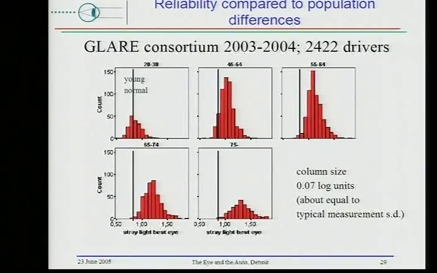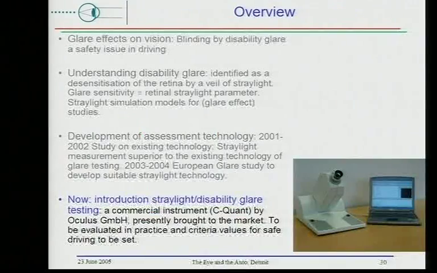Here the reliability is compared to the differences found in the European population. The column size in these graphs has the width of the repeatability of this measurement, and you can see that you can very well differentiate within as well as between the different age groups. And with this I end my presentation.